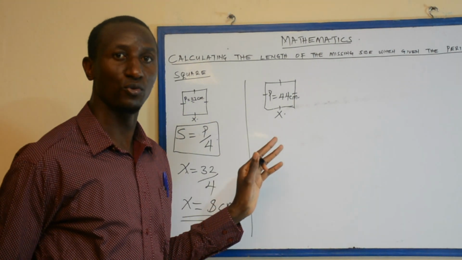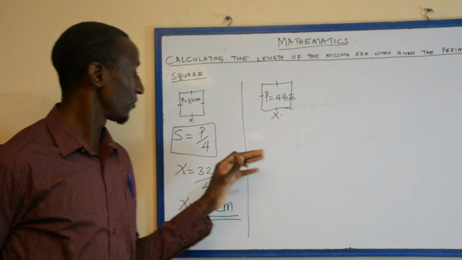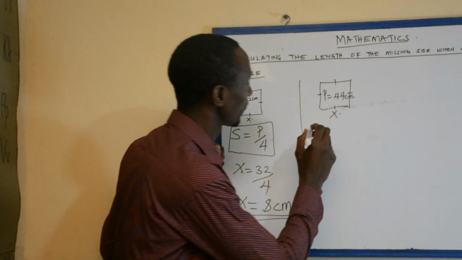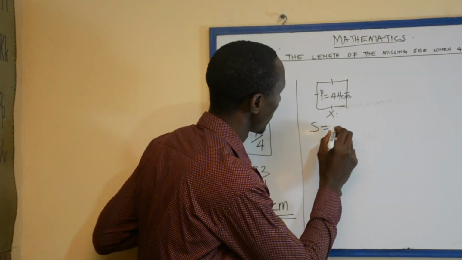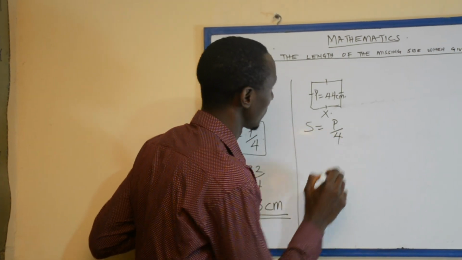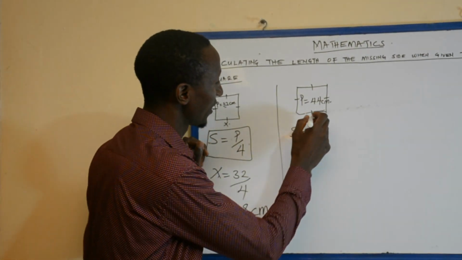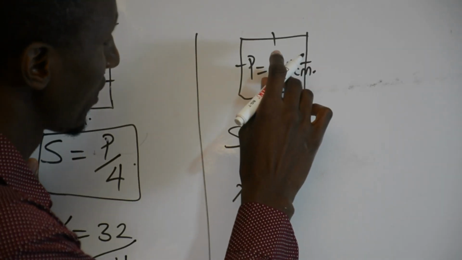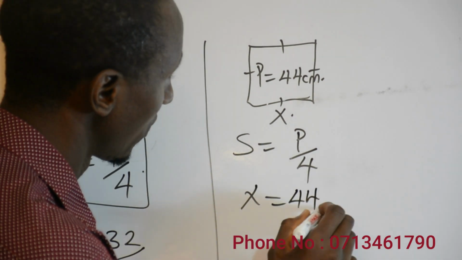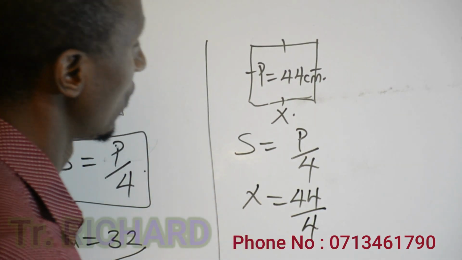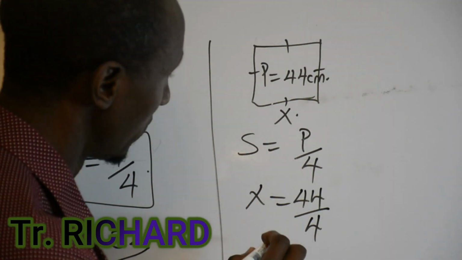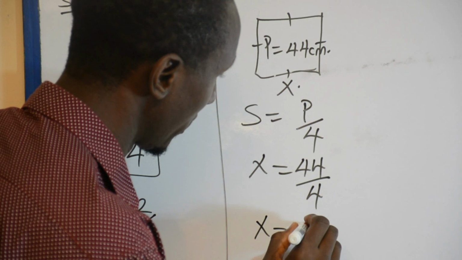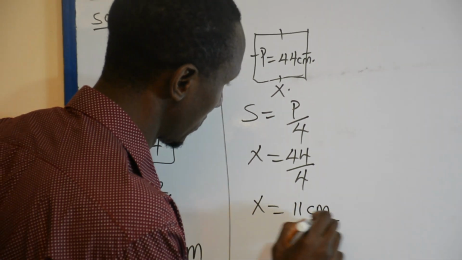The first thing you have to do, state your formula. The formula I gave you is just simple like this. Side is equal to perimeter over 4. So state your formula and say, side is equal to P over 4. Of which the side that we want is given as x. So x is equal to P, which is 44. It has been given here. 44 divided by 4. Now, when you divide this, 44 divided by 4, you will get 11. X is equal to 11 centimeters.